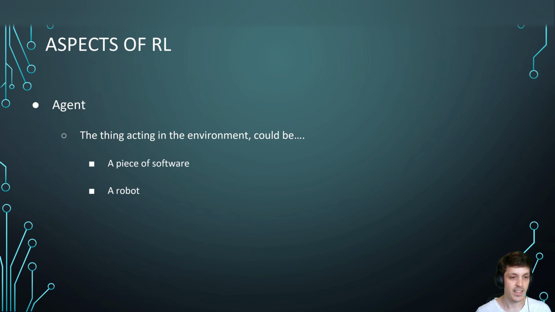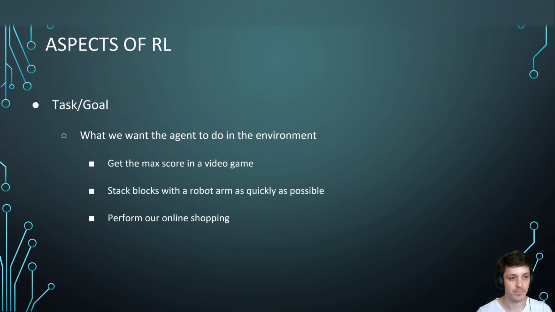So the agent is the thing acting in the environment. It could be a piece of software or a robot, though you could also consider the robot in our pick and place example as a part of the environment, right? So the actions could be sending the voltage or the current to the arms of the robot, to the motors, and then the robot is a part of the environment, and you send these electrical pulses and it moves the arm, and the arm is the environment. So you can kind of think about it in different ways.